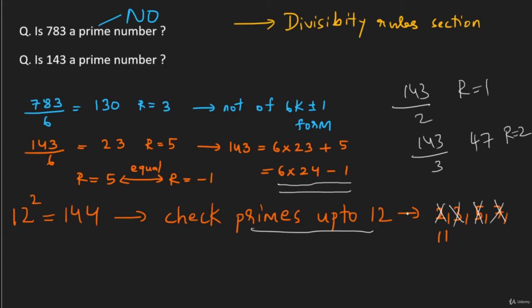But when it comes to 11, if you do 143 divided by 11, you will see that first you take 14 by 11, it goes 1 time, your remainder is 3, and you take this 3 along with it, so 33 by 11, that's 3. So yes, 143 is perfectly divisible by 11. Therefore we conclude that 143 is not a prime number.